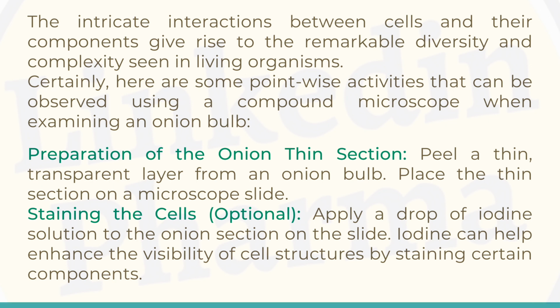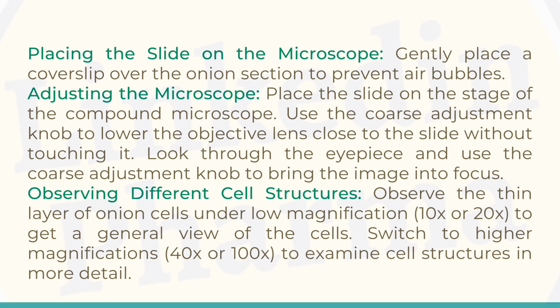Here are some point-wise activities that can be observed using a compound microscope when examining an onion bulb. Preparation of the onion thin section. Peel a thin, transparent layer from an onion bulb. Place the thin section on a microscope slide. Staining the cells, optional. Apply a drop of iodine solution to the onion section on the slide. Iodine can help enhance the visibility of cell structures by staining certain components. Placing the slide on the microscope, gently place a cover slip over the onion section to prevent air bubbles.